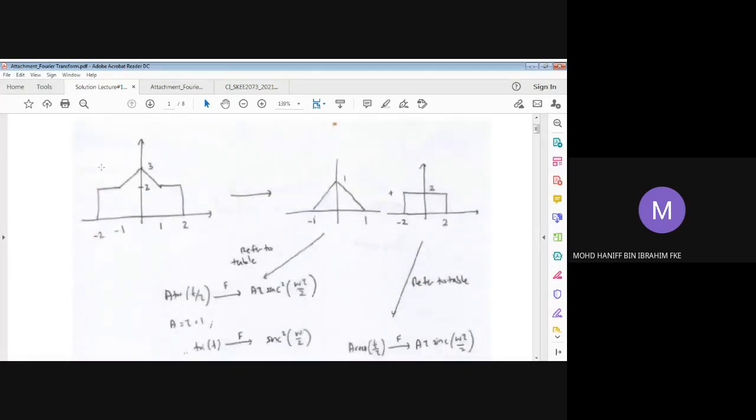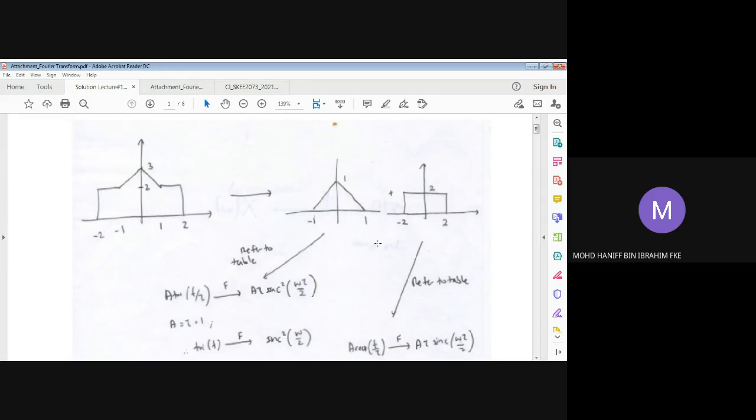So this will be the solution for that example. The signal we had just now can be split into two: a triangular function with a duration from -1 to +1 and an amplitude of 1, and a rectangular function with a duration from -2 to +2 and an amplitude of 2. If we add the rectangular function and the triangular function, we get back this signal. Hopefully you can view it clearly. The summation of these two signals produces this signal here.